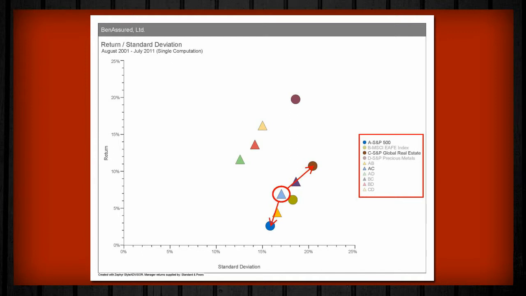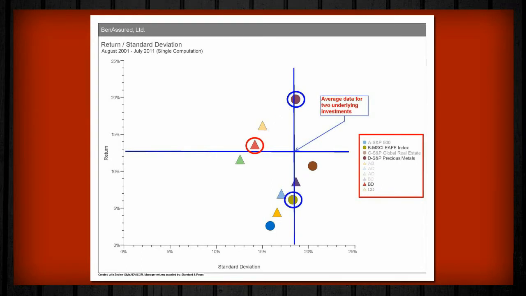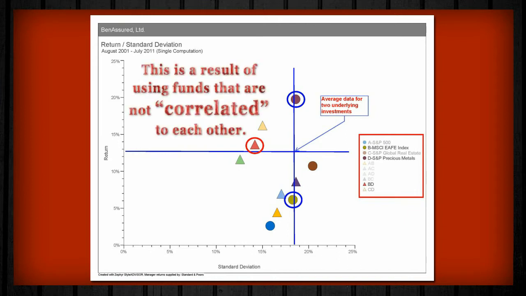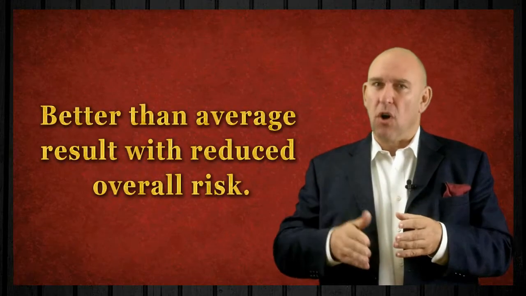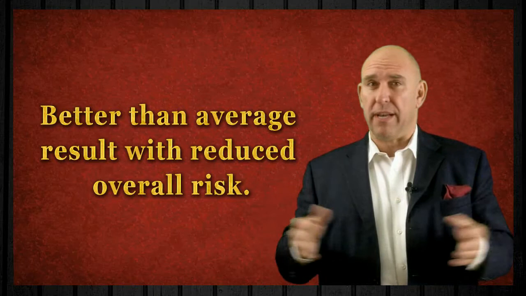But sometimes the results are much better than expected. Look at the position of the peach triangle and then look to discover its makeup. The peach triangle represents a 50-50 mix of the B and C funds. The return is greater than the halfway mark between the two, but the standard deviation by the blend, or the risk, is clearly less than either of the funds individually. This is the result of using funds that are not correlated to each other. While using correlations to build effective portfolios is another class, the takeaway for this class is that if we have blended 2 different funds together that react to the market cycles differently, then the result is a better than average result with reduced overall risk.